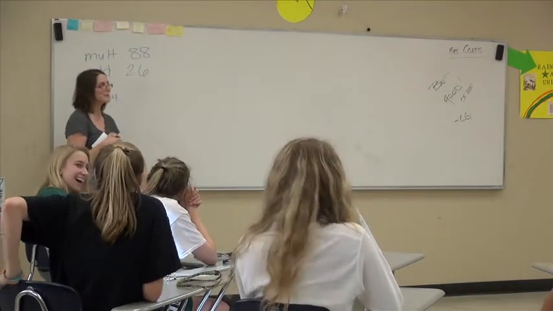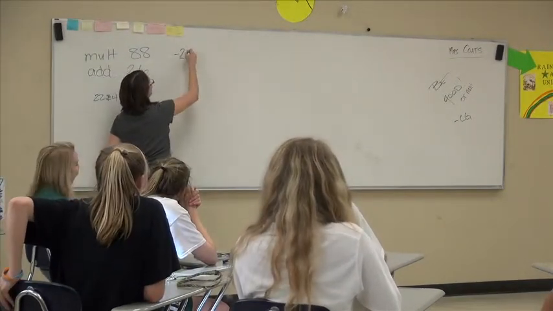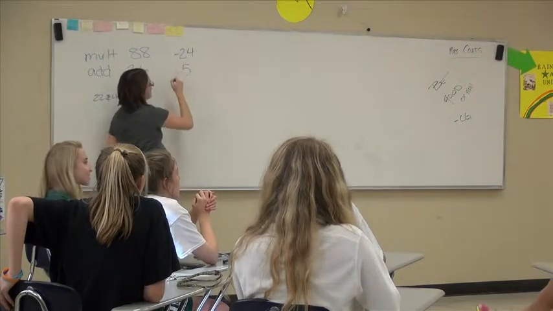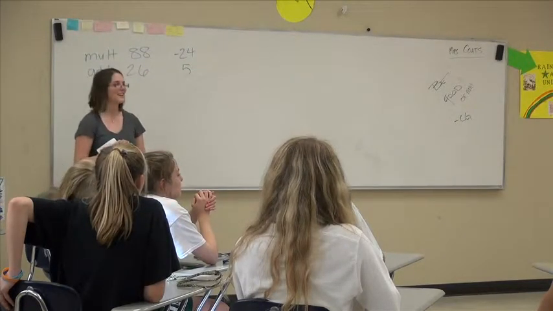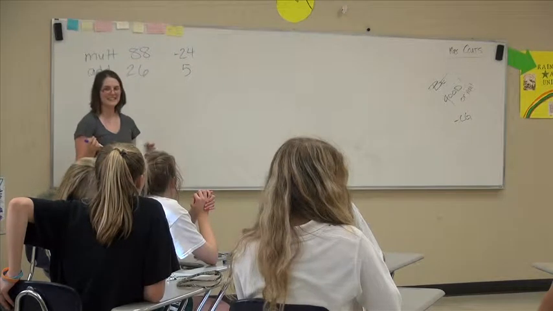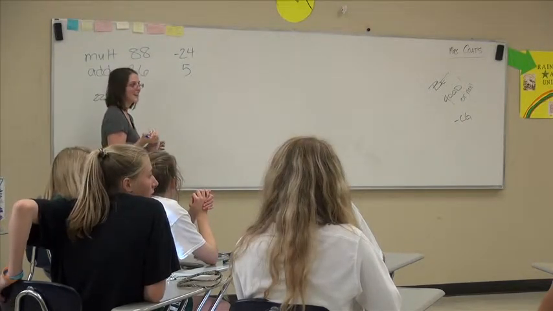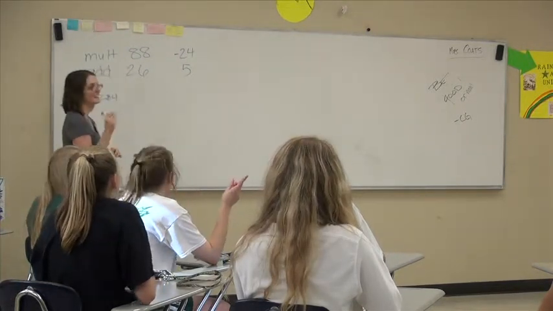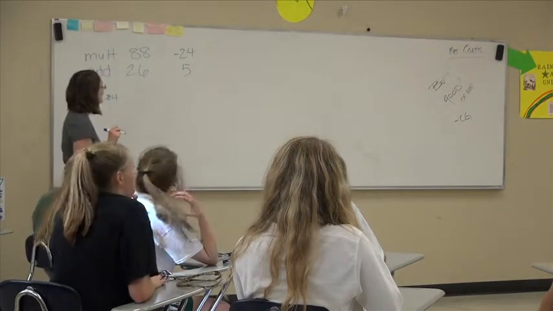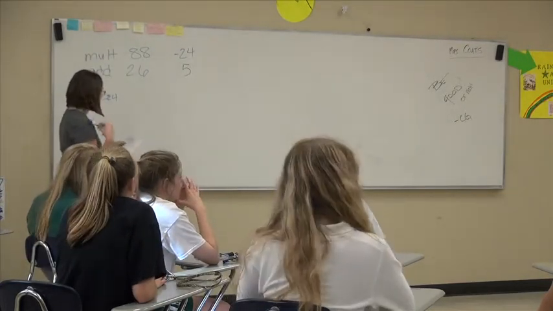Okay, I have two numbers that multiply to negative 24, and they add to 5. What are they? Negative 8 and 3? No, 8 and negative 3, sorry. Oh, yeah, 8 and negative 3. Okay, let's try one more.